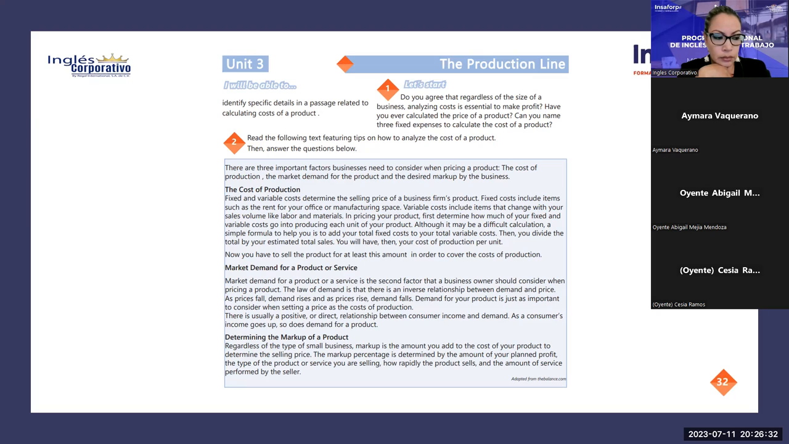In pricing your product, first determine how much of your fixed and variable costs go into producing each unit of your product. Although this may be a difficult calculation, a simple formula that helps you is to add your total fixed cost to your total variable cost. Then you divide the total by your estimated total sales. You will have then your cost of production per unit. Now you have to sell the product for at least this amount in order to cover the cost of production. Continue? Yes, please. Okay.